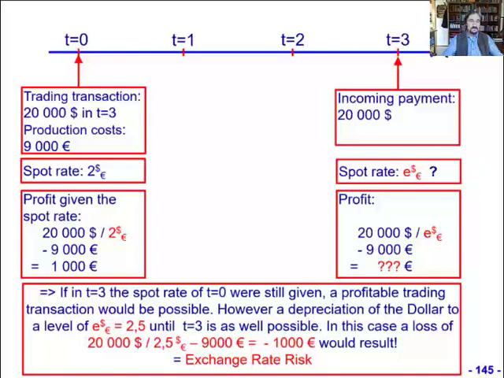And in this case, a loss would result, because $20,000 over $2.5 per euro yields only a sales return of 8,000 euro, which would not be sufficient to cover the costs of 9,000 euro. So a loss of minus 1,000 euro would be the result. And this potential risk of a loss that depends on the movement of the spot exchange rate is what we call the exchange rate risk.